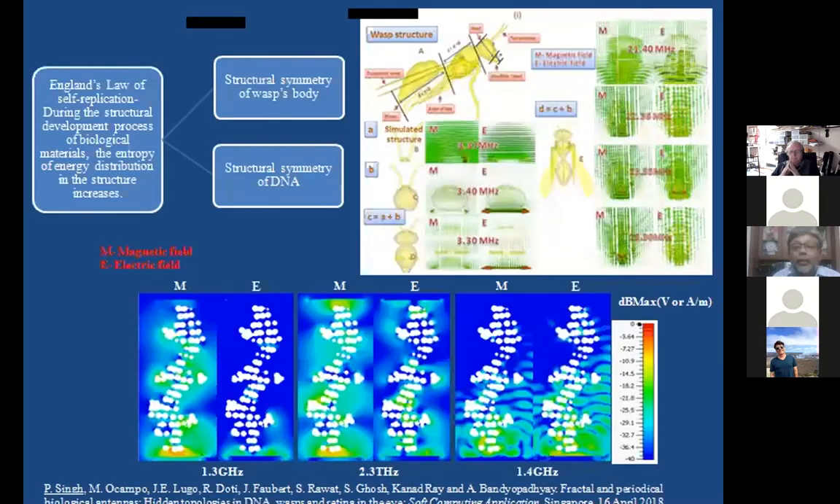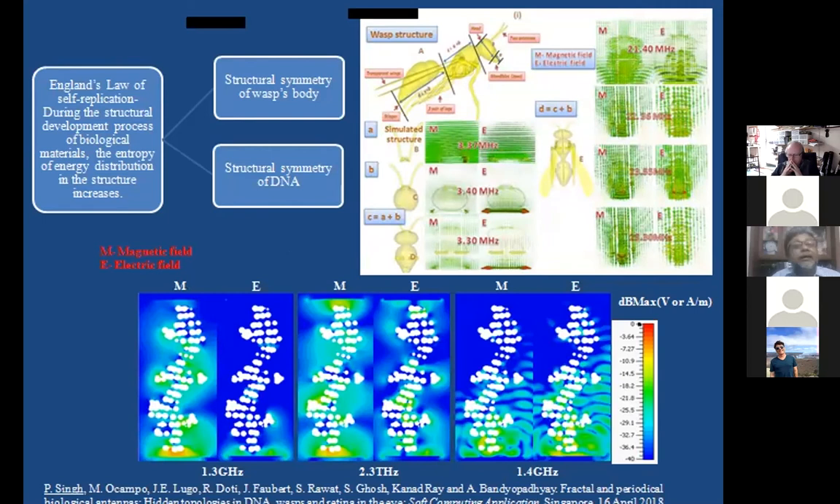Then we saw the Fibonacci structures. Whenever the structure is completed, we showed how the resonant peaks are there and how the maximum amount of energy is transferred, using the structure. So, England's law of self-replication: during the structural development process of biological material, the entropy of energy distribution in the structure increases.